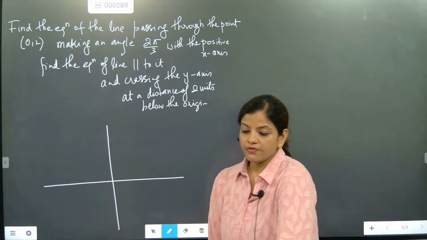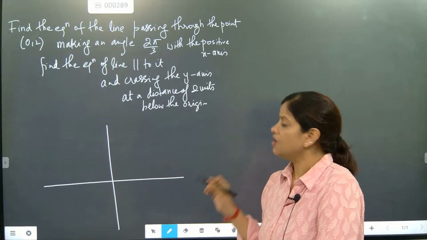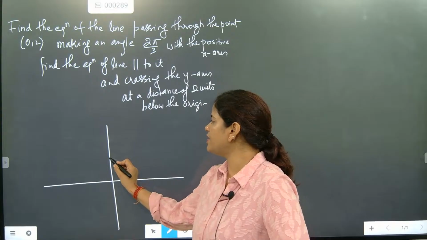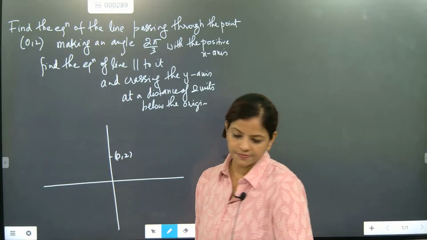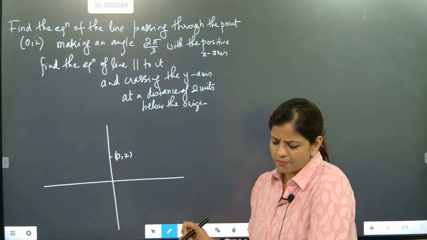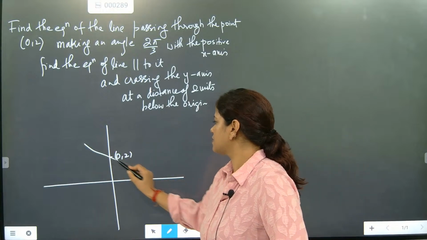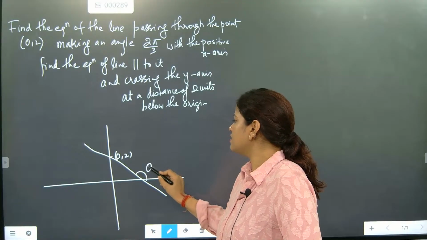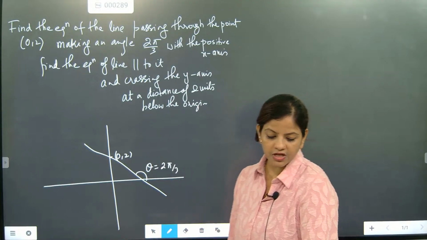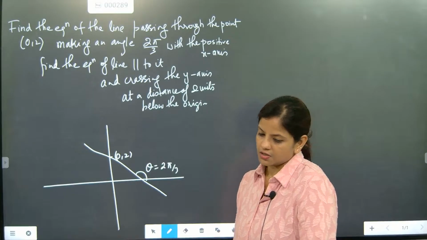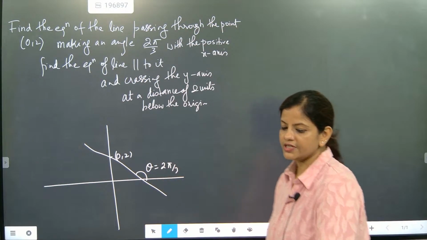Now look here. Find the equation of the line passing through the point 0, comma 2. So the line is passing through the point 0, comma 2. Then making an angle 2 pi by 3 with the positive axis. So first you have to find the equation of this line. Done. So let's start.